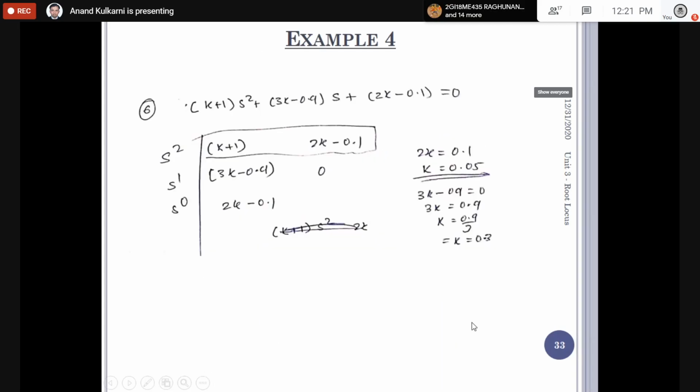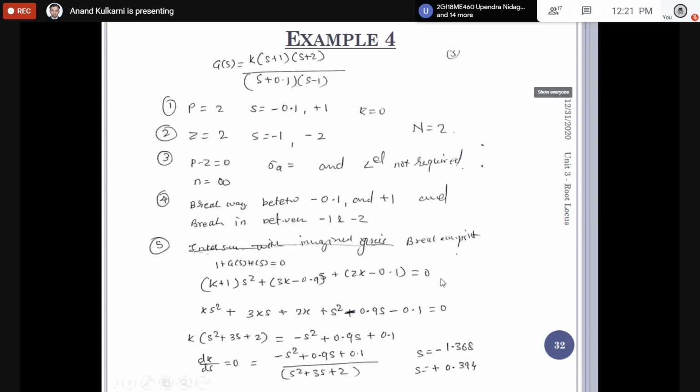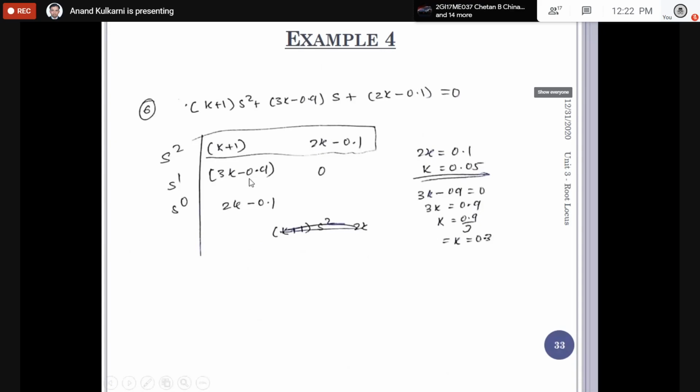Then you write the intersection of root locus with the imaginary axis. For that, from the same previous equation for k, it is (k plus 1) s square plus (3k minus 0.9) s plus (2k minus 0.1) is equal to 0. So I will arrange the Routh array: k plus 1 here, then next 2k minus 0.1, and then in the next row, the s to the power 1 term, 3k minus 0.9.